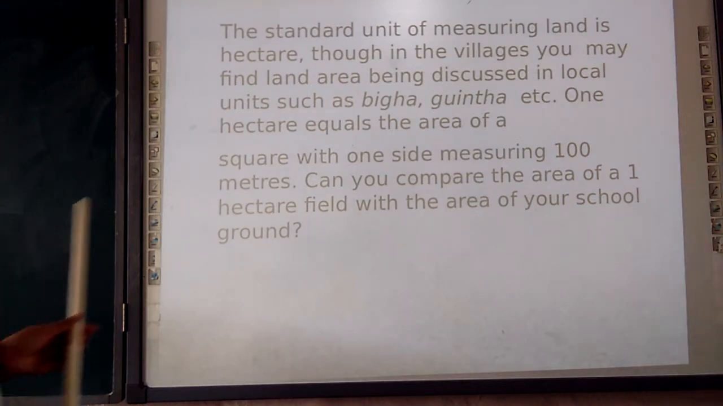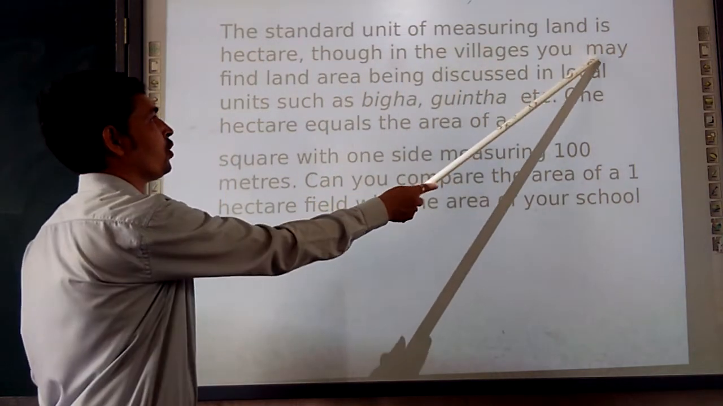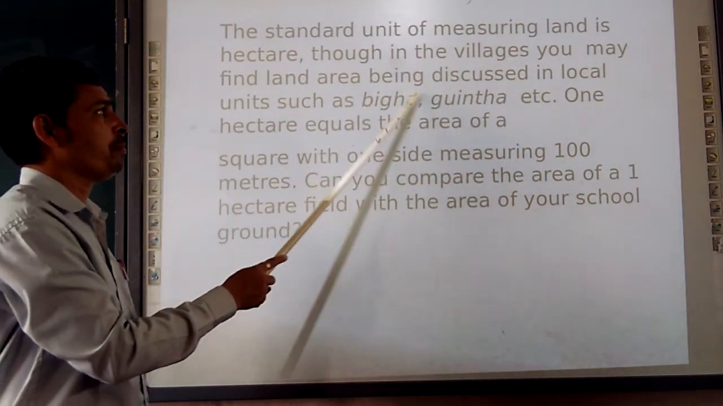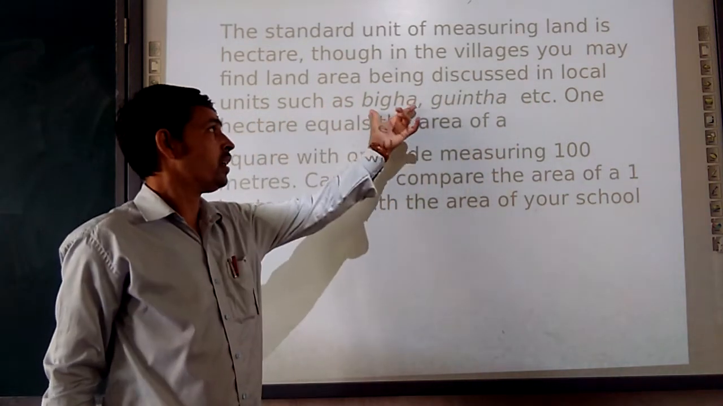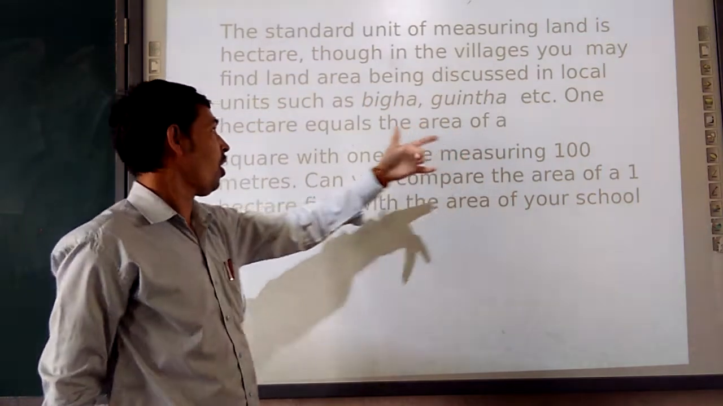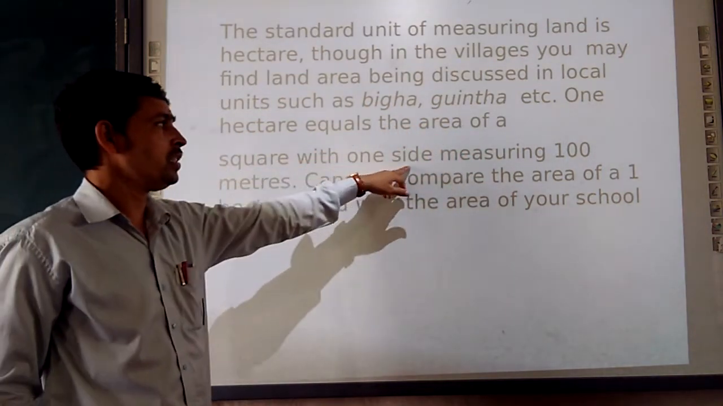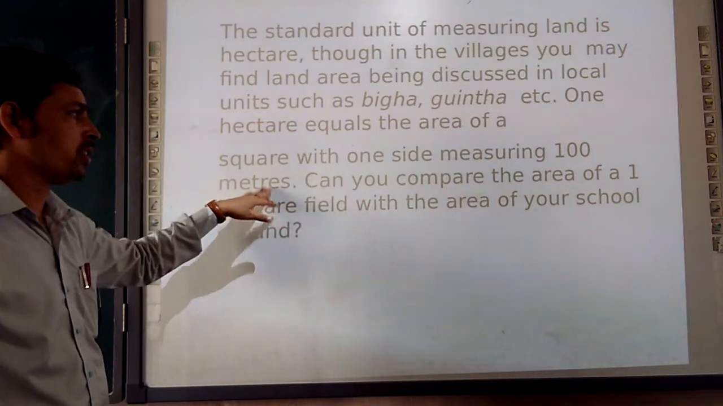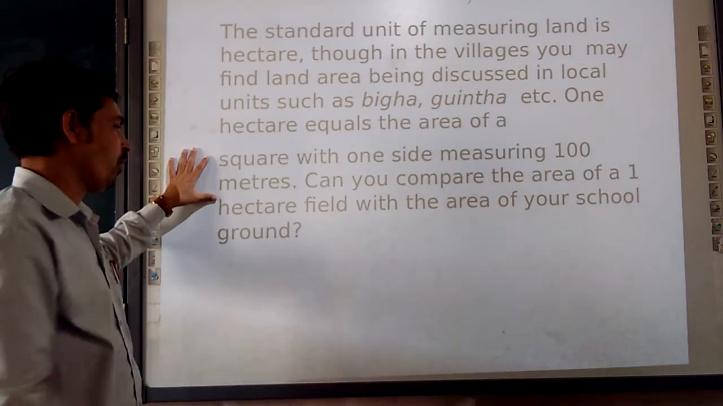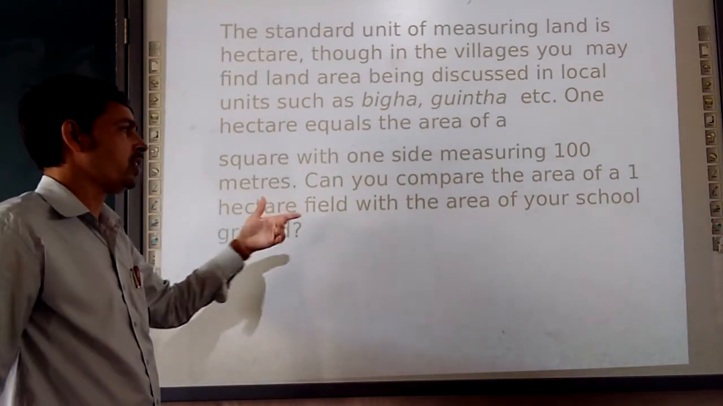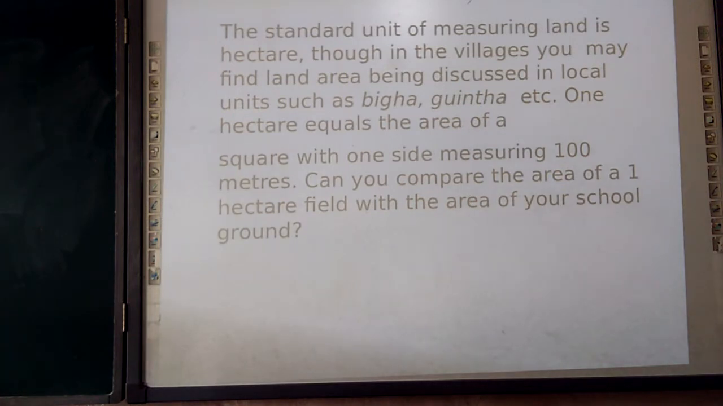The standard unit of measuring land is the hectare, though in the villages you may find land being discussed in local units. So what are the local units? Biga, gunta. A hectare equals the area of a square with one side measuring 100 meters. You can compare the area of a 1 hectare field with the area of your school ground. That's your homework part. If possible, you can do this activity.